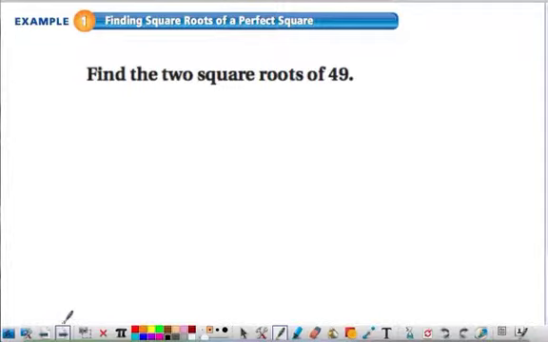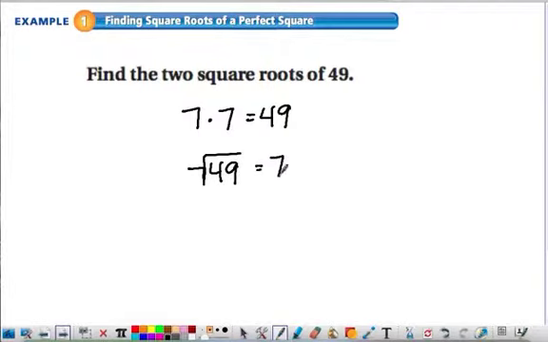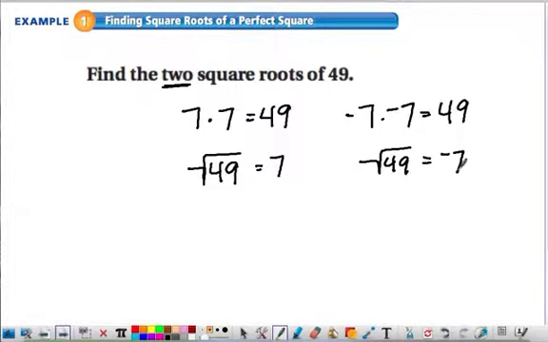So when you find the two square roots of 49, they're asking you what times itself is going to give you 49. And we know that 7 times 7 equals 49. Therefore, the square root of 49 is equal to 7. Now that's one answer. They asked for the two square roots. We also know that negative 7 times negative 7 equals 49 because a negative times a negative equals a positive. So the square root of 49 could also equal negative 7.